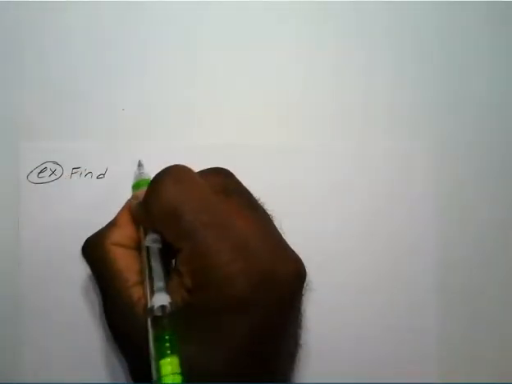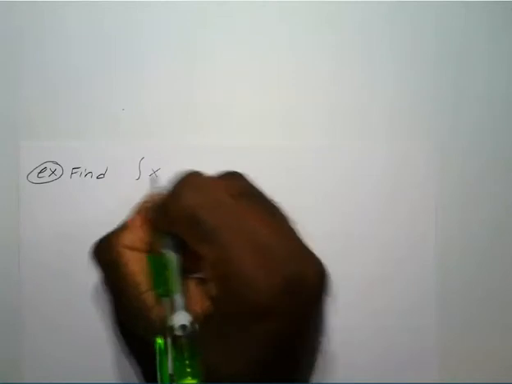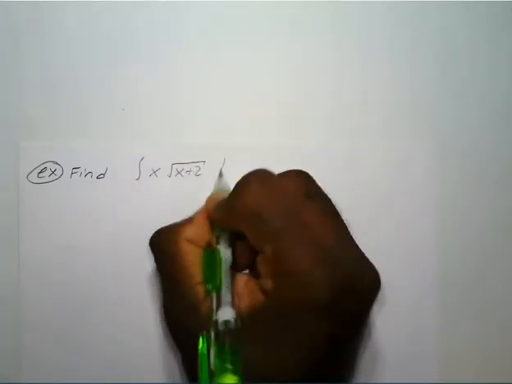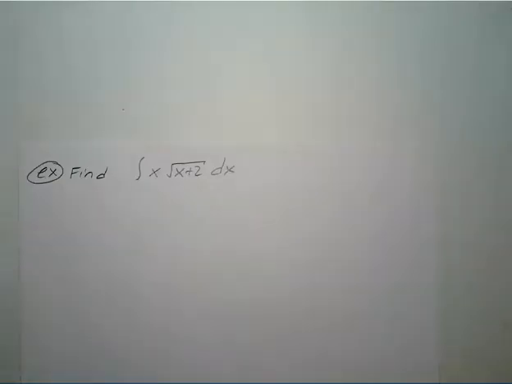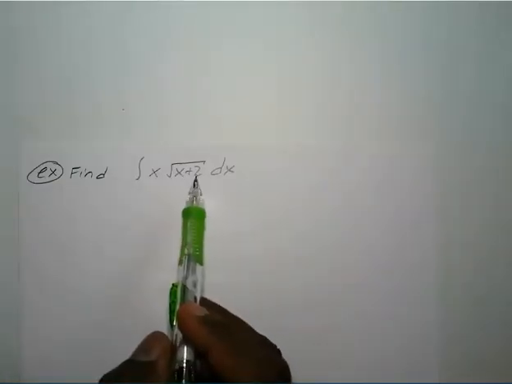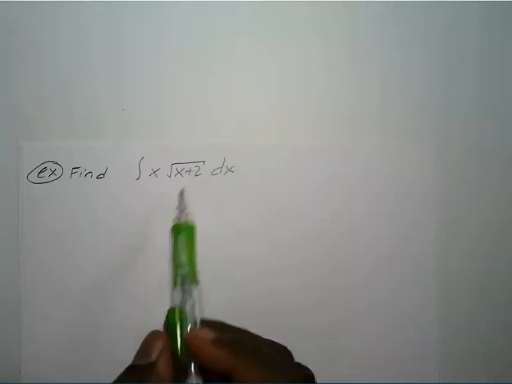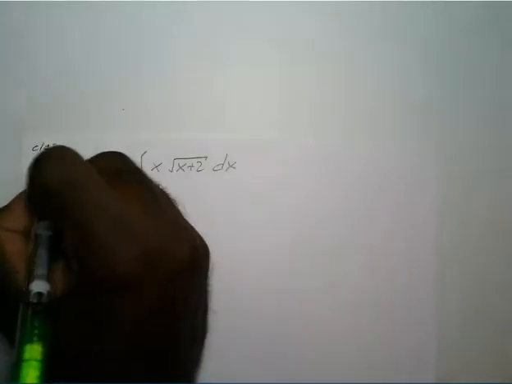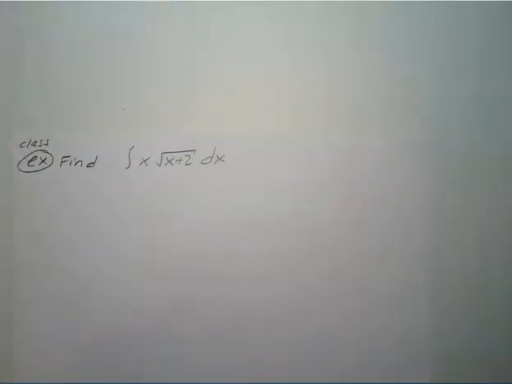All right, so let's say, for example, you wanted to find the integral of x times the square root of x plus 2 with respect to x. Now, if you had just the square root of x plus 2, you can just make that x plus 2 to the 1 half power and go from there. But you have that x right there on the outside, so it's a little more work. So go ahead and press pause, and work this one using the same process from the previous example.